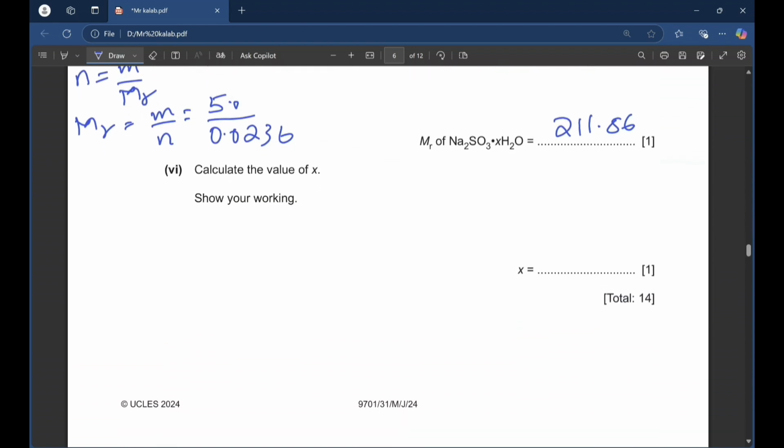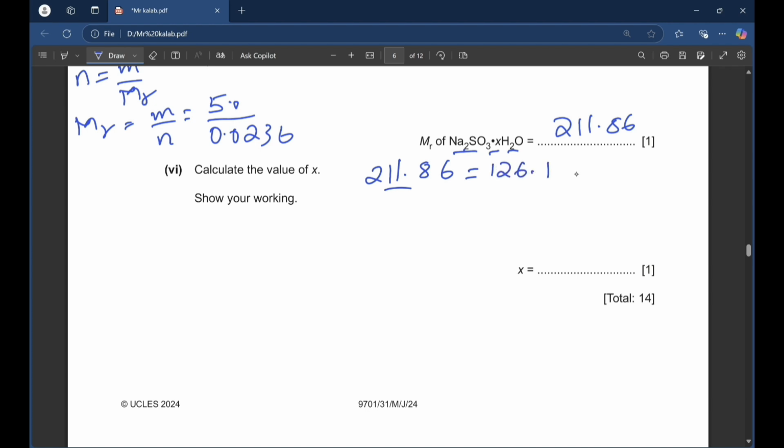Now we're expected to calculate the integer value of x from this. This is easy because we have the molar mass. What is Mr? Mr is 211.86. What does this mean? This number is the same as this and this. We have to add these two to get this number. So 211.86 is equal to what is the molar mass of sodium sulfite? We need to calculate the molar mass of sodium sulfite separately. This would be around 126.1.